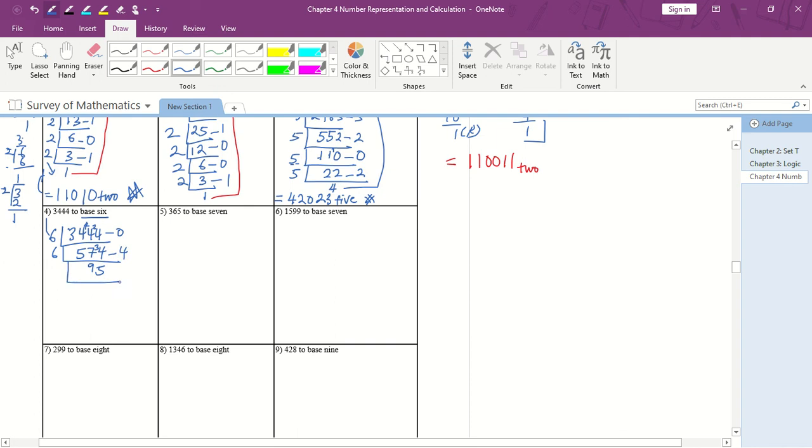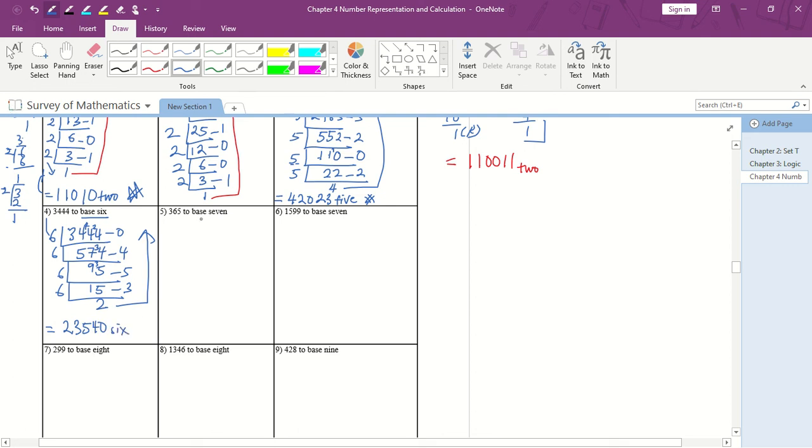Okay, so 95 divided by 6, so there will be 15, then here will be 5. And of course, an easy one when we come to a smaller number, 2 times 6 is 12, 15 minus 12 is equal to 3. And we stop here because 6 is bigger than 2. So going up, 23540 base 6.